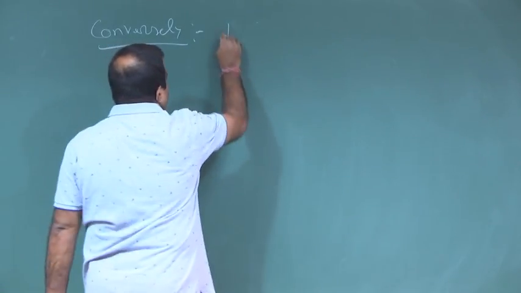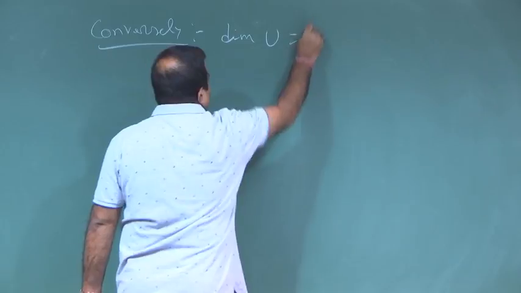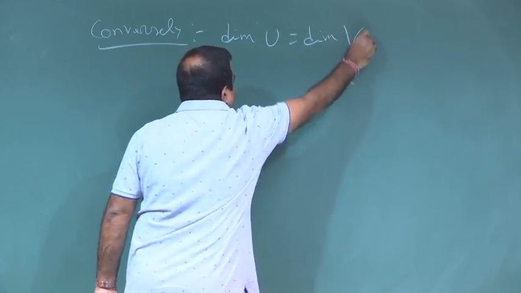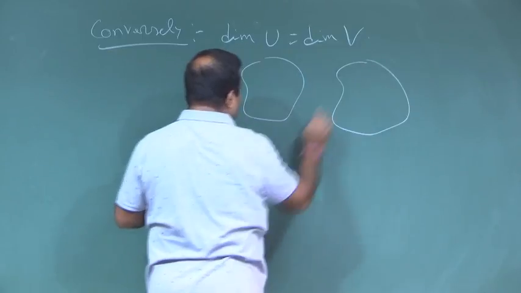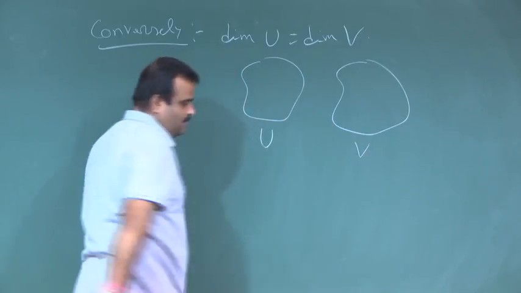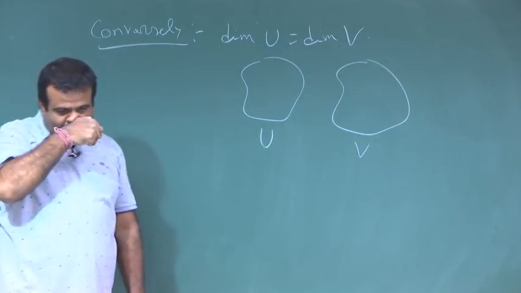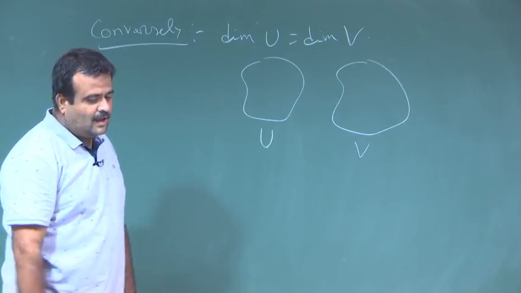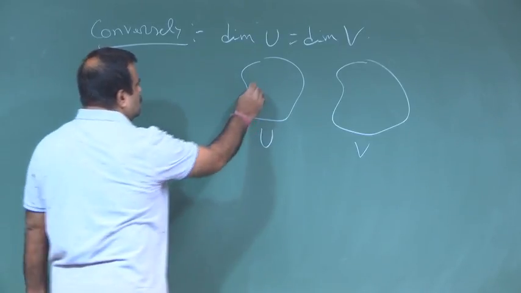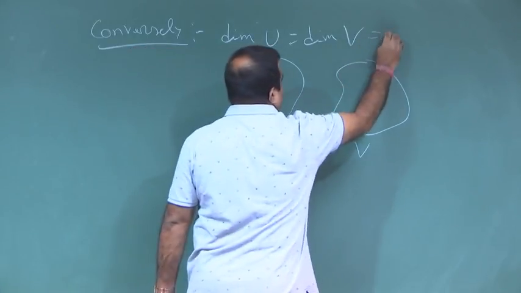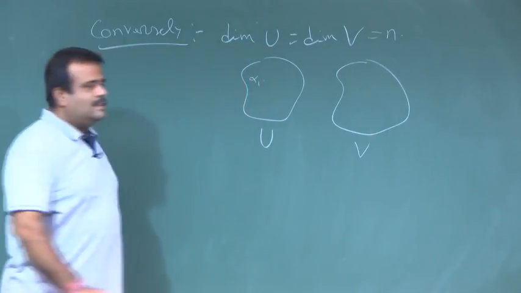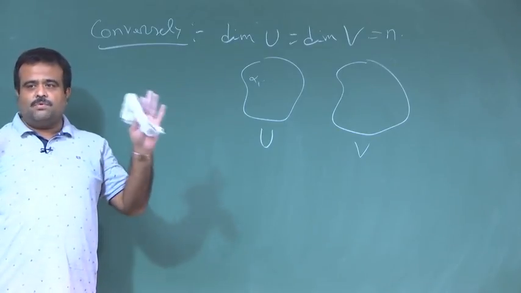Conversely, suppose dimension of U is equal to dimension of V. We have two vector spaces U and V which are finite dimensional and their dimension is the same. So, now let us take a basis on U. Say alpha 1, alpha 2, say their dimension is the same, n. There are n vectors in the basis for both U and V.